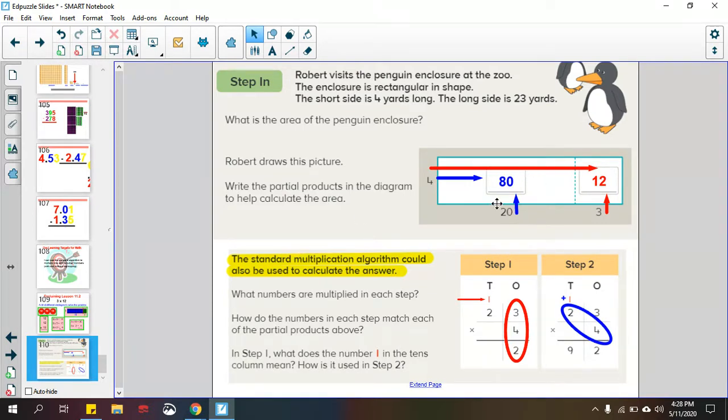Now, keeping this strategy in mind, we're going to also do the standard multiplication algorithm to calculate the answer. So notice we're still doing the same problem.